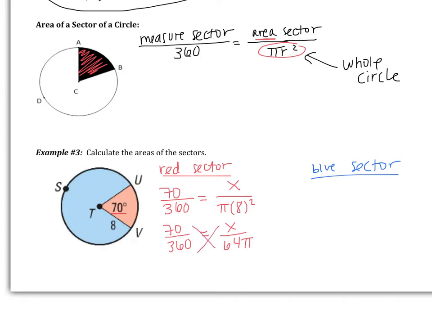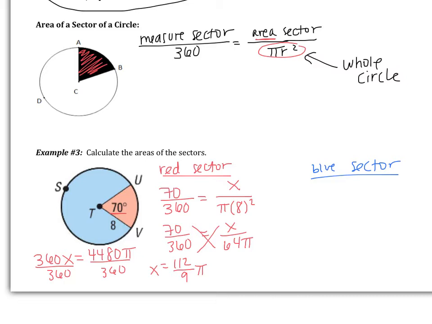Now I'm ready to do my cross products property. I'm going to continue all the way to the left. 360 multiplied by x is just 360x. 70 multiplied by 64 is going to be 4,480 pi. I'm going to divide by 360. This gives x equals 4,480 divided by 360, which simplifies to 112 over 9 pi. So that's the area of the sector.